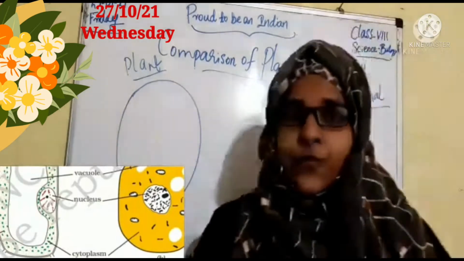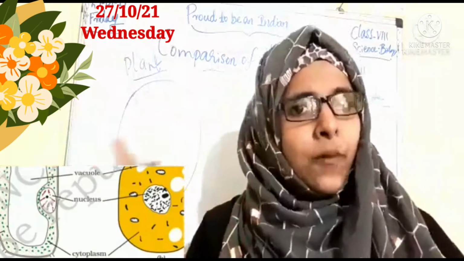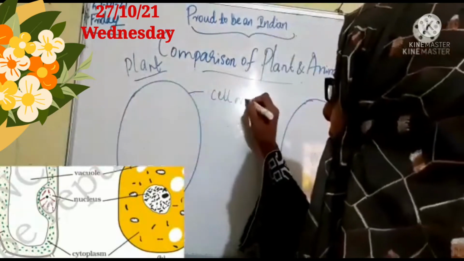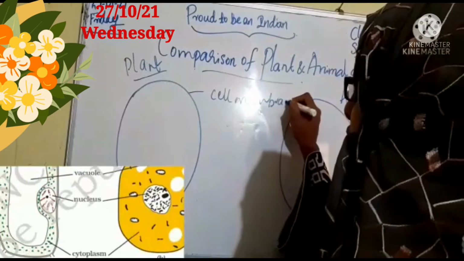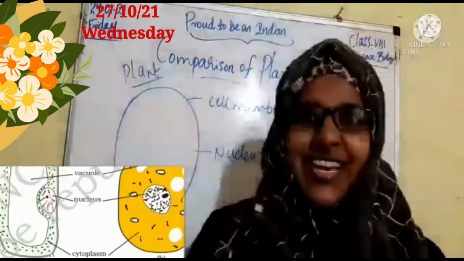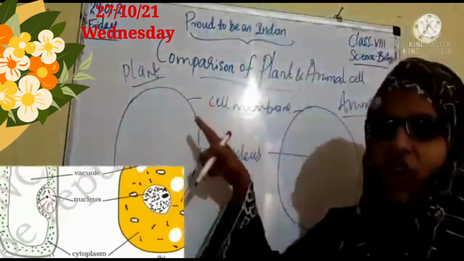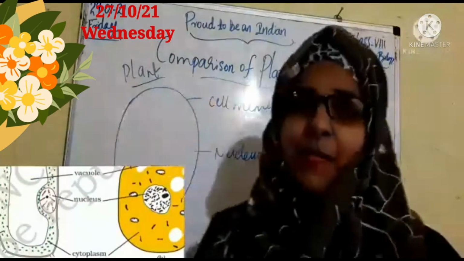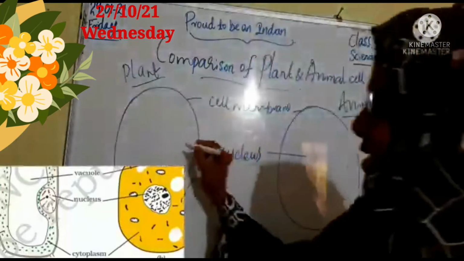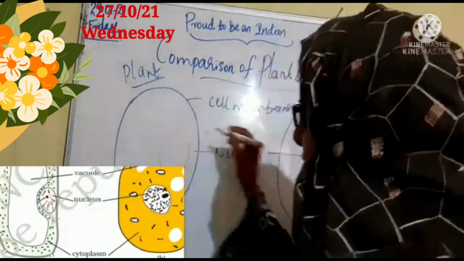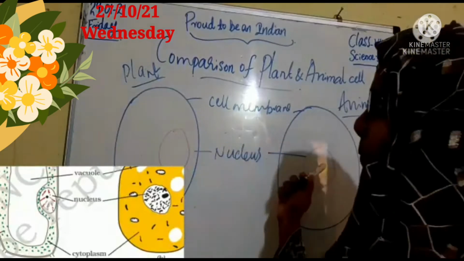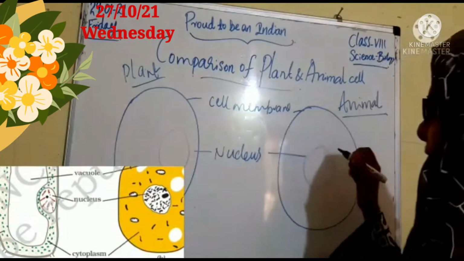I already discussed with you that three parts are common for plant and animal cells. What are they? That is the cell membrane. You also have to draw now. Okay, draw it. Cell membrane. Students, the outer cover of the cell we call the cell membrane or plasma membrane. In between the cell membrane and nucleus, there will be cytoplasm. So this is the center part of the cell we call the nucleus.